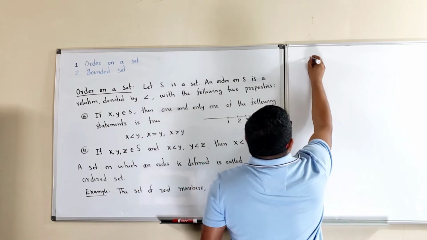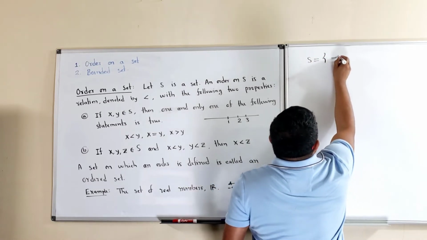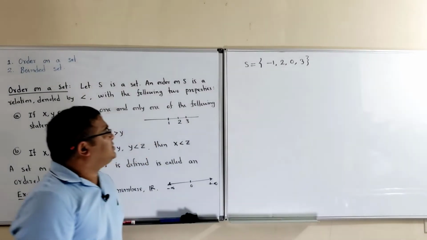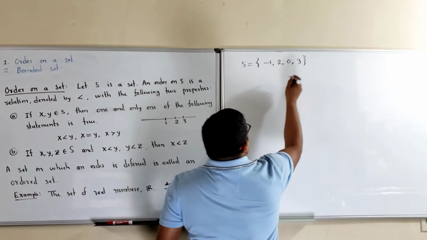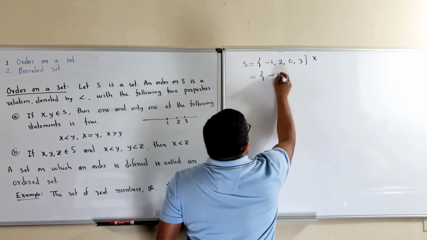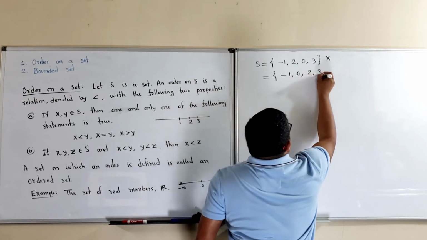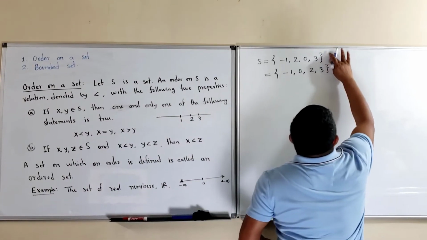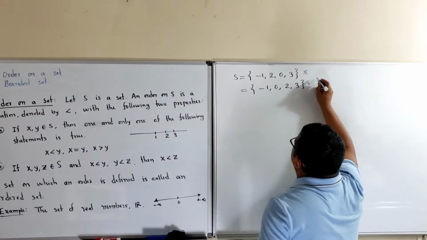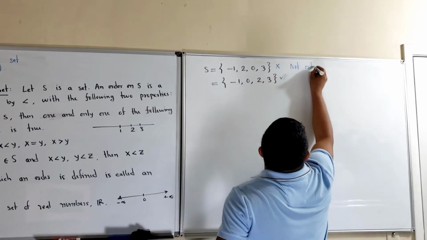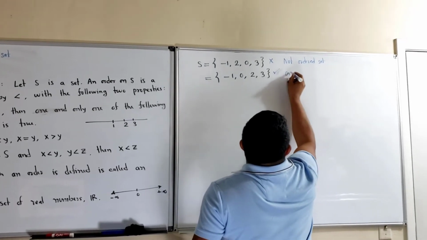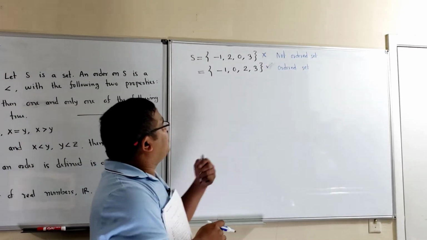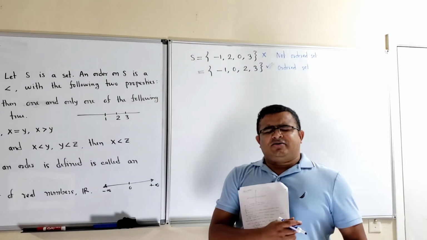Now if you think of a set like negative 1, 2, 0, 3, is it an ordered set? No, it is not an ordered set. But if you write it in ascending order, negative 1, 0, 2, 3, then this one is an ordered set, because this is in ascending order. So if you write numbers in either ascending or descending order, then that would be an ordered set.